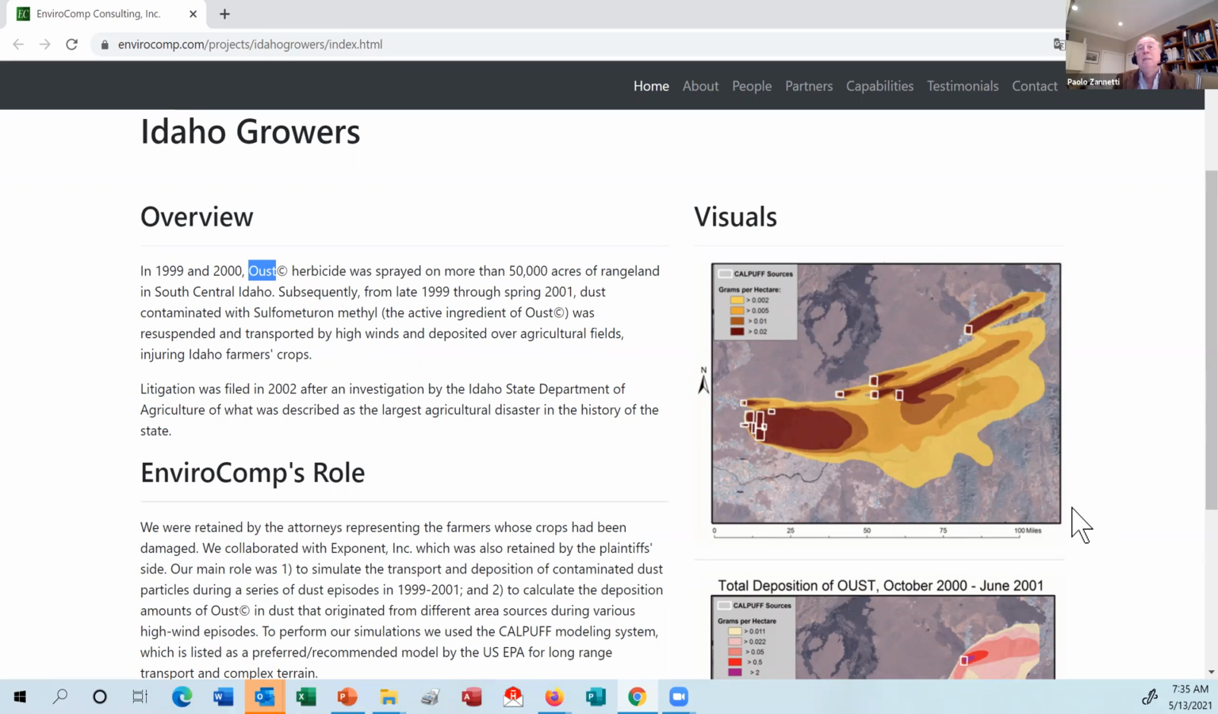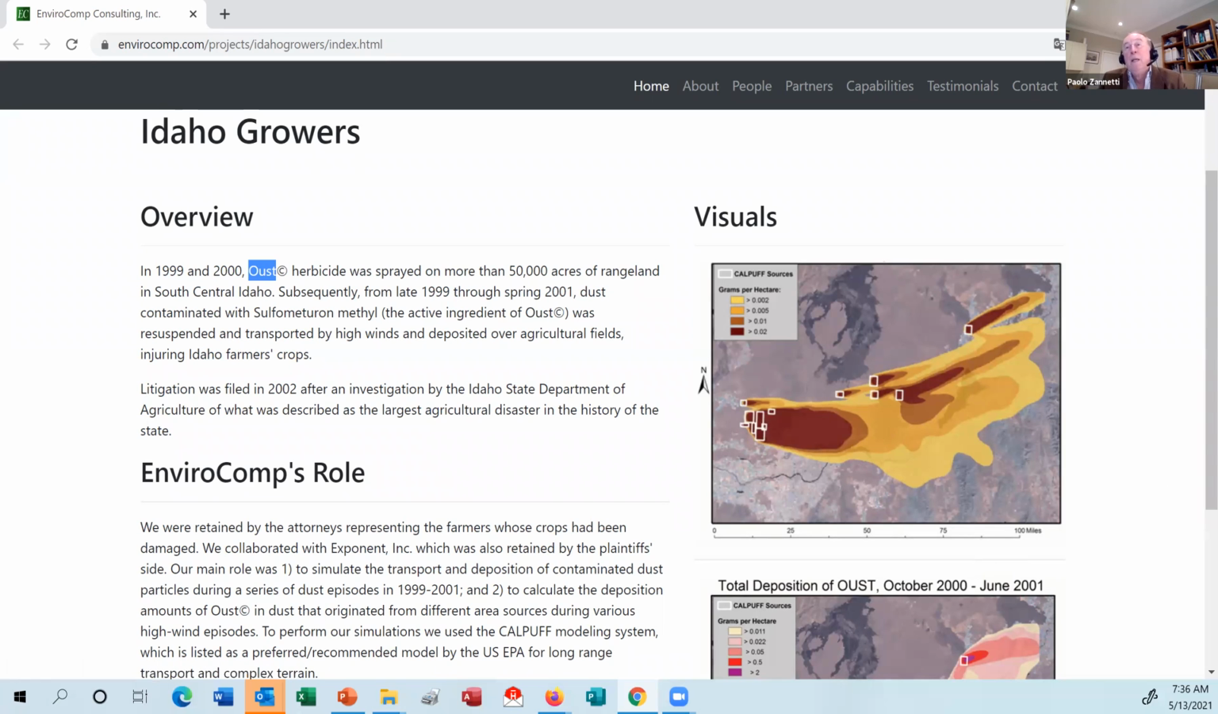They made measurements. They determined the different fractions of different particle sizes. And then we made assumptions about how much Oust is in each fraction. And finally, this expert gave me all the emission numbers that I needed to run CALPUFF. So CALPUFF ran emission, diffusion, transport, diffusion, and deposition.